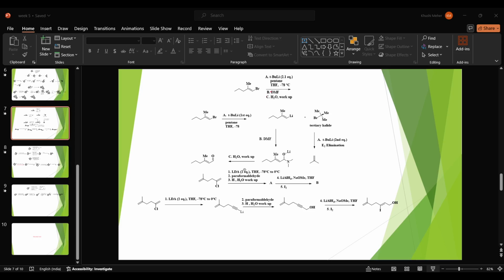After that, we are using n-butyl lithium, 1.05 equivalents. The proton adjacent to our phenyl sulfone and our alkene group is much more acidic, and it will form a carbanion. Yeah, I will draw.